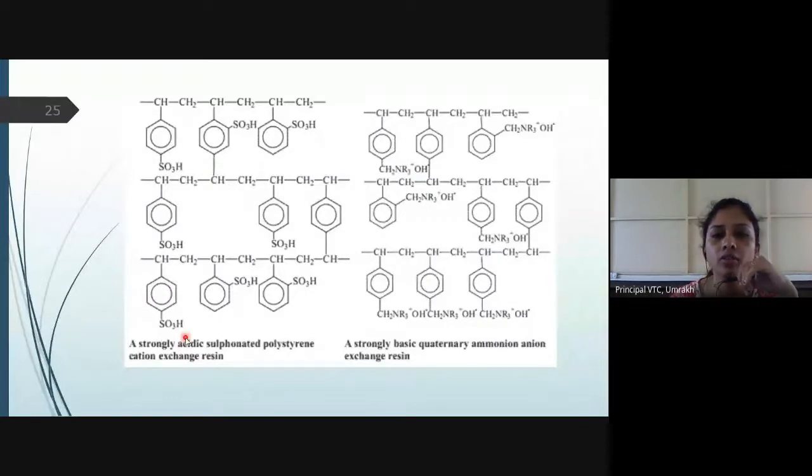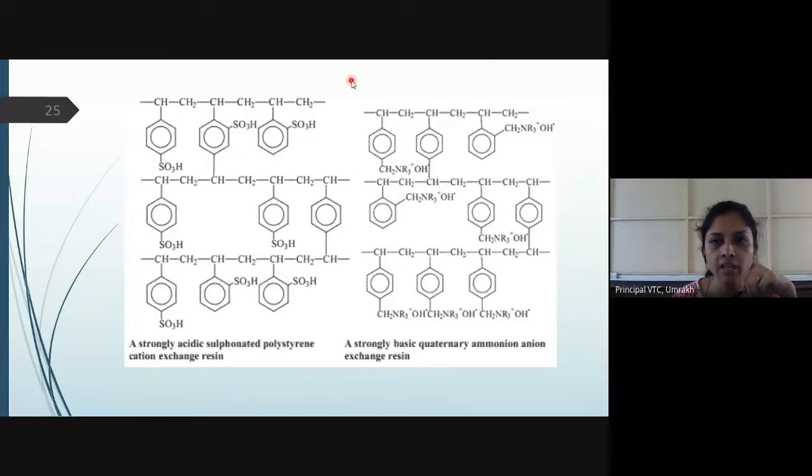Here in the first part of this figure is a strongly acidic sulfonated polystyrene cation exchange resin. SO3 minus is a negative ion, so it will be exchanging cations. So in a cation exchange resin, if there is an SO3 group, that is a strong cation exchanger. But instead of this SO3, if a COO minus group is present, then this polymer will be a weak cation exchanger.